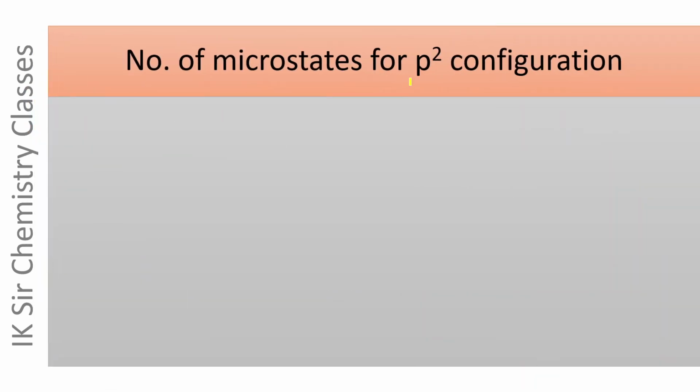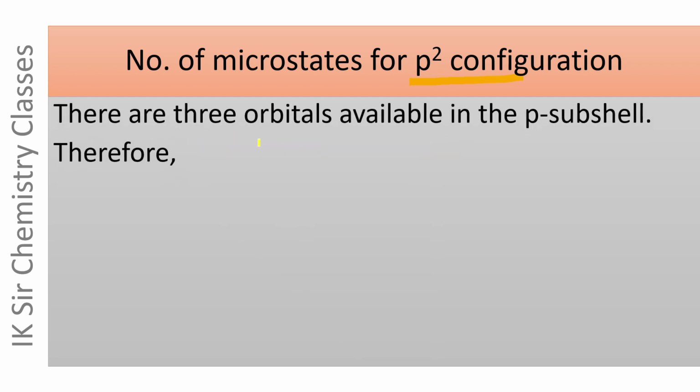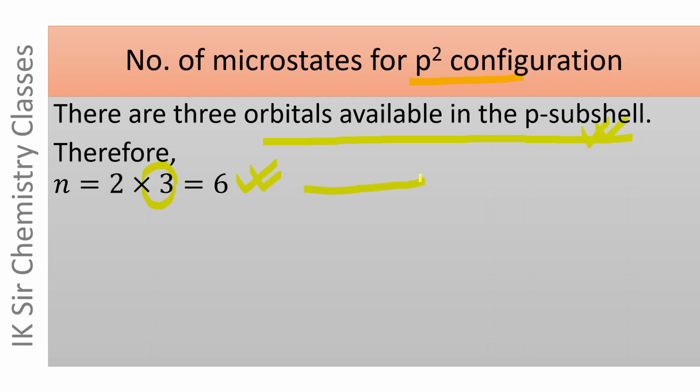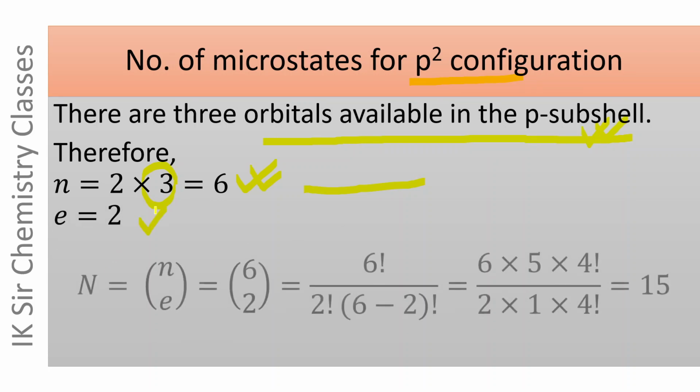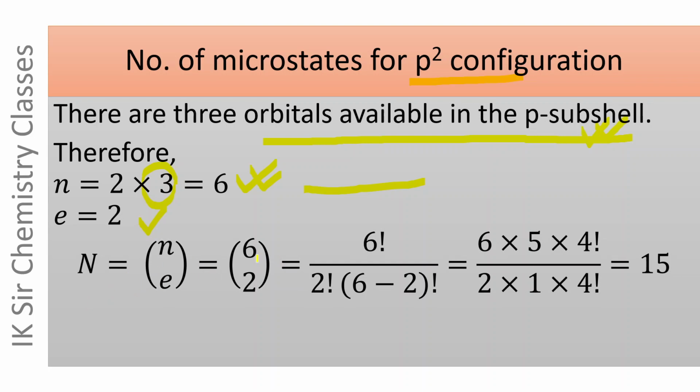Number of microstates for p2 configuration. There are 3 orbitals available in the p subshell, and therefore small n will be equal to twice 3, that is 6. A maximum of 6 electrons can be accommodated in the p subshell. That is, there are 6 electron positions in the p subshell. E, the number of electrons, is equal to 2, and therefore the number of microstates can be calculated as follows: factorial 6 divided by factorial 2 into factorial 6 minus 2.